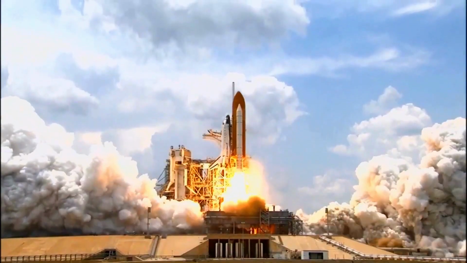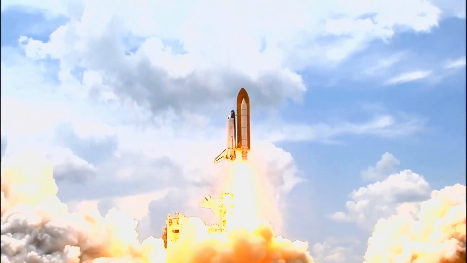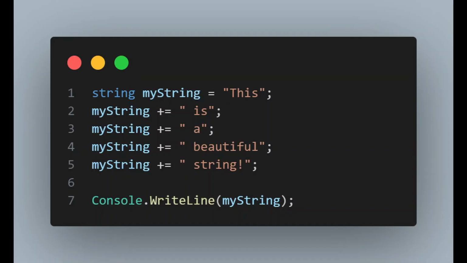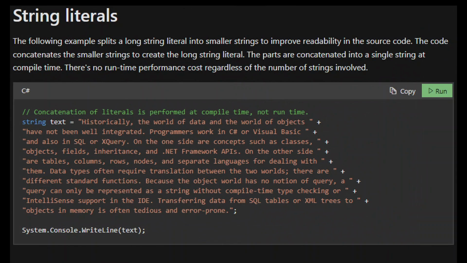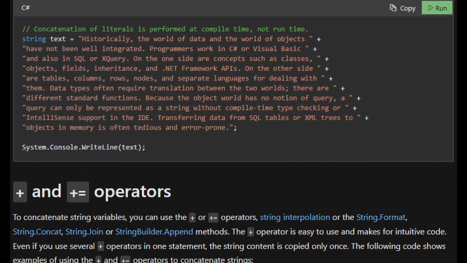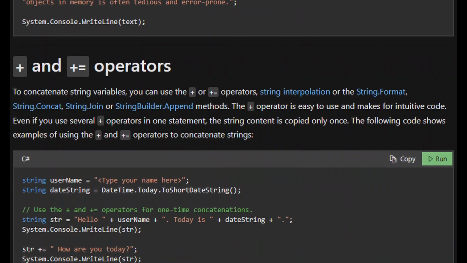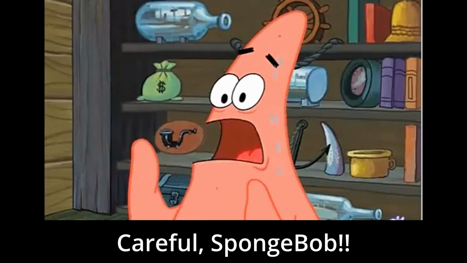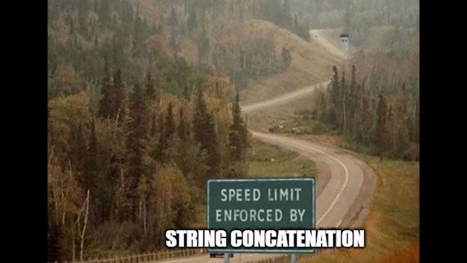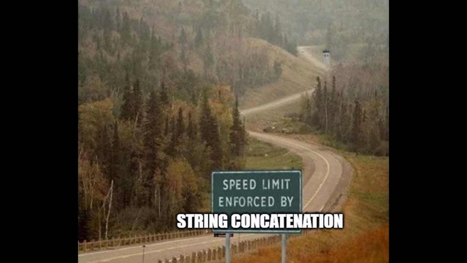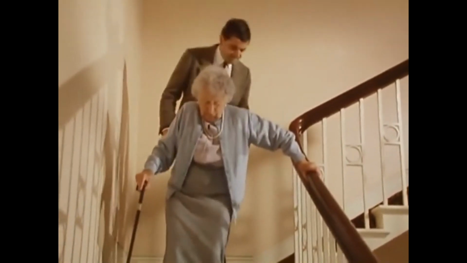You are looking for an easy way to improve the performance of your C# application? Well, I got you covered. Take a look at this. This is probably something you do on a daily basis. String concatenation, easily done in C# with the plus operator. But you have to be careful. String concat with the plus operator can be a massive performance killer for your C# application.